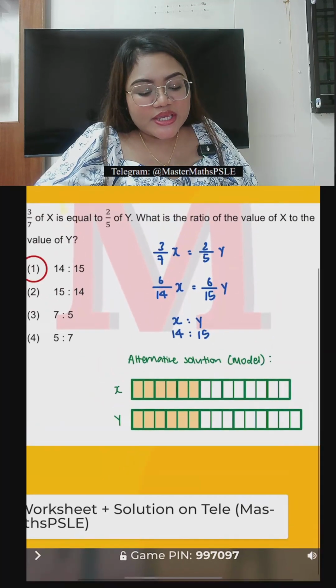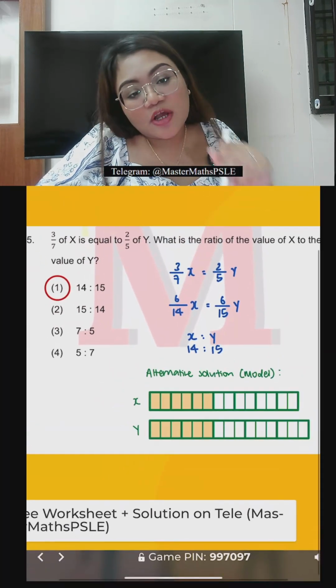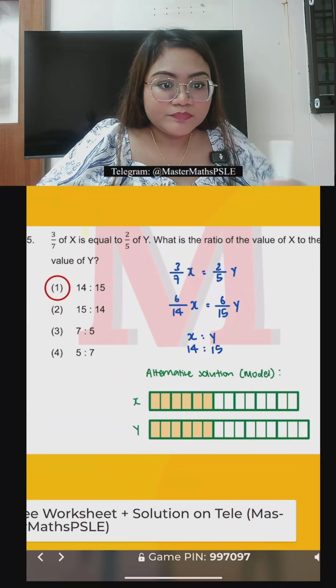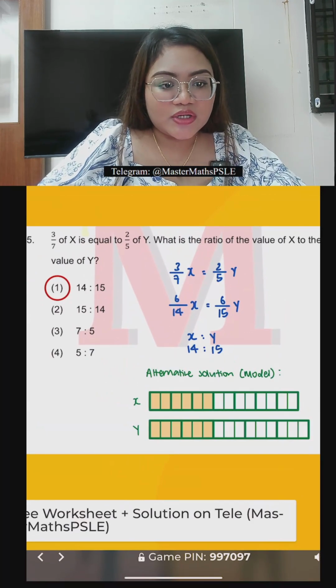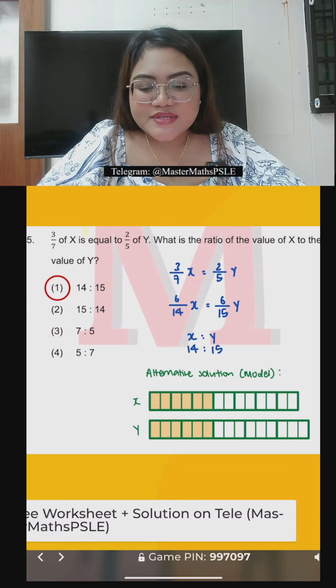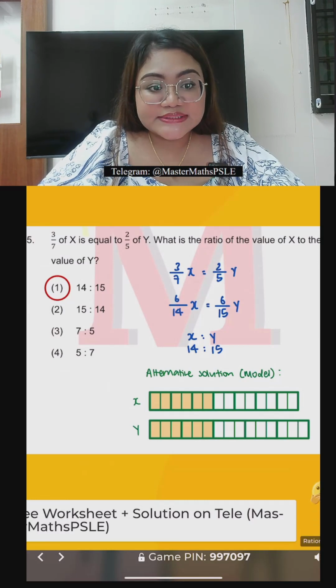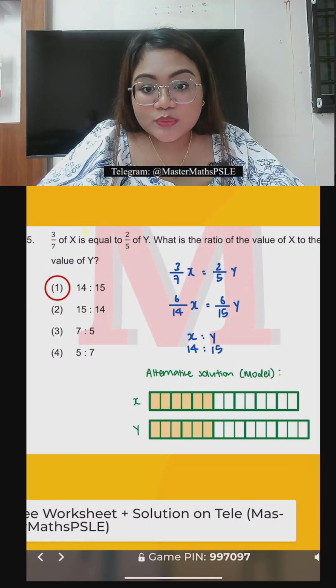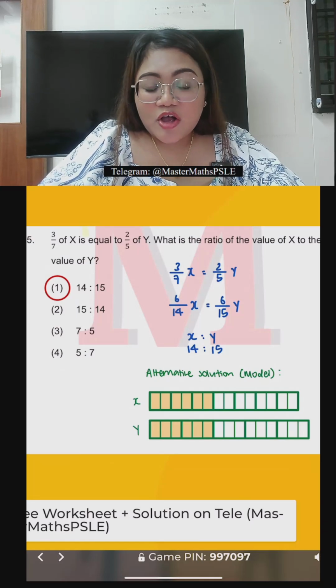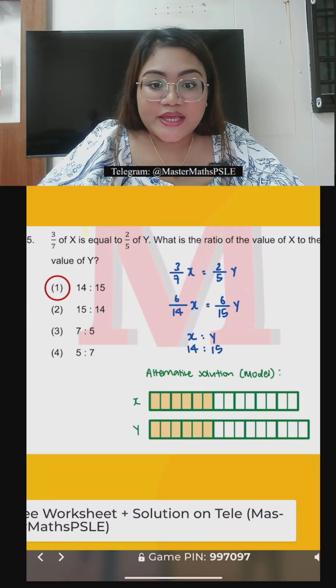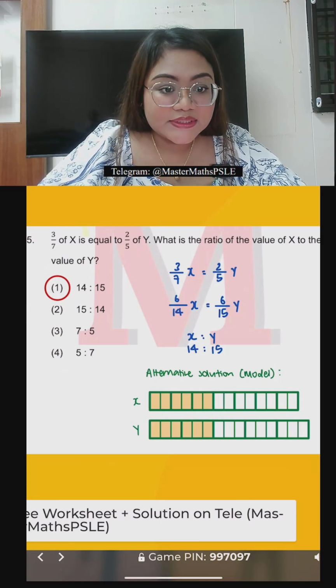Now, when we change the numerators, the denominators change along as well. So 3 times 2 gives us 6. 7 times 2 will give us 14. Means x has 14 parts, whereas y, after converting it into 6 parts, you will have 15 parts in total.